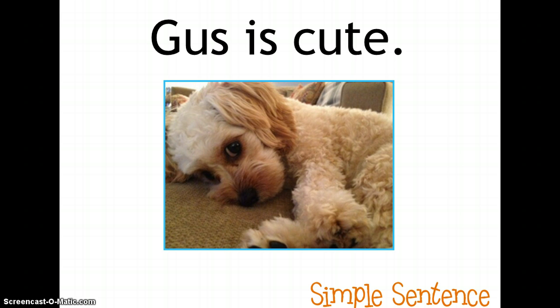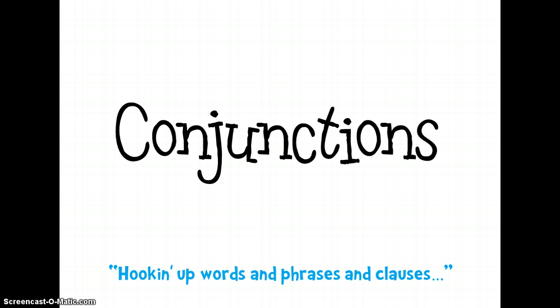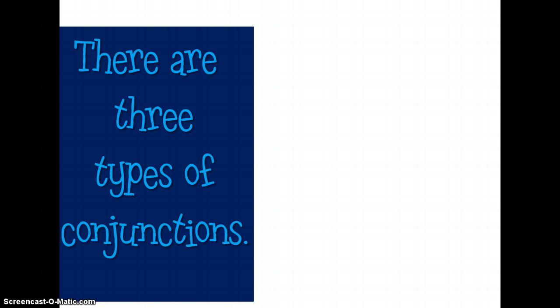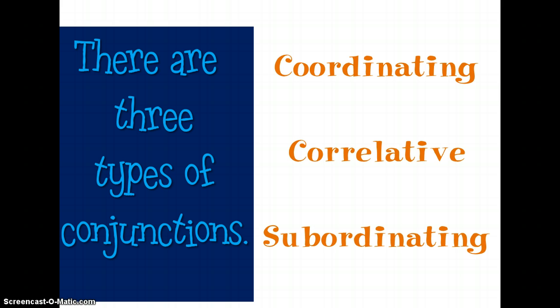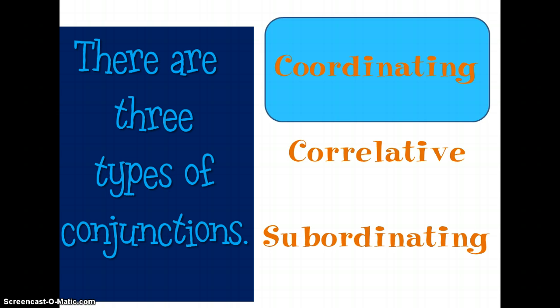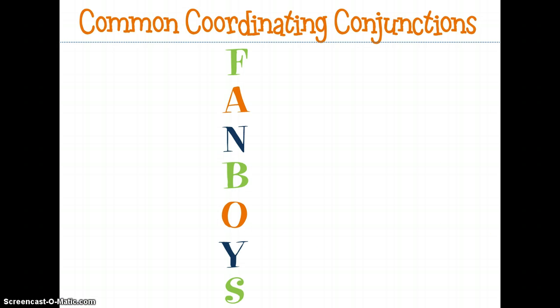Now this is all well and good. Simple sentences should be simple, right? They get a little bit more complicated when we add conjunctions. So if we remember from Schoolhouse Rock and Conjunction Junction, conjunctions help us to hook up words and phrases and clauses. Now, there are 3 types of conjunctions: coordinating, correlative, and subordinating. Again, we're going to learn about all of these this year. Today we're just going to focus in on coordinating conjunctions. Now, to remember the coordinating conjunctions, we use the acronym FANBOYS, which, as we remember, stands for for, and, nor, but, or, yet, and so.